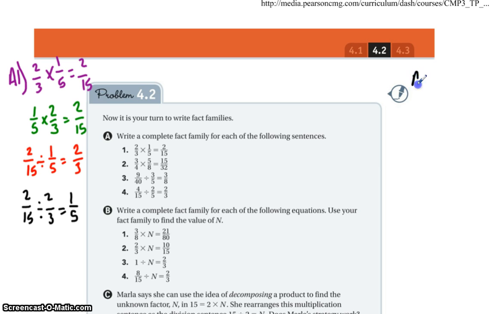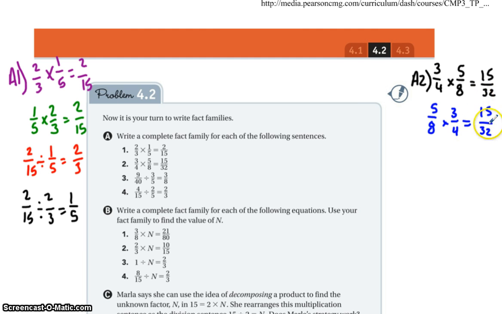For A2, we have the number sentence 3/4 times 5/8 equals 15/32. So our first fact that we're going to start with is a multiplication sentence. Okay, so I'm going to flip my factors real quick to 5/8 times 3/4, because the order doesn't matter in our factors. Multiplication is commutative. And I should still get 15/32.